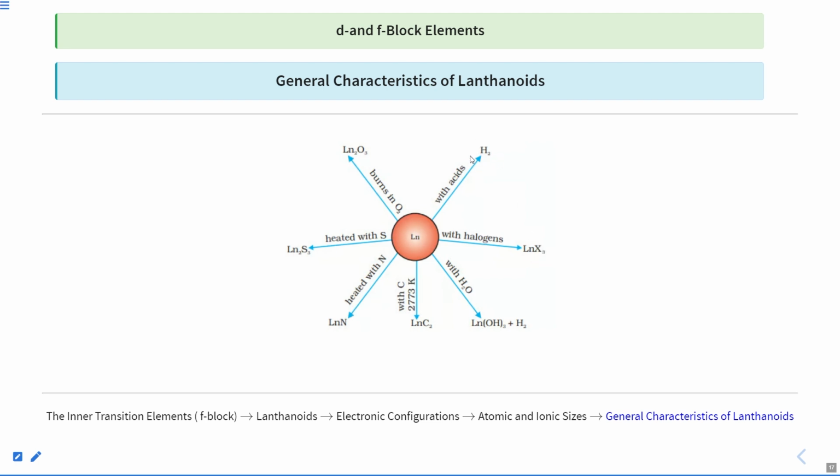Similar for acid. If you react it with acid, then they will release H2. And similar is the case for hydrogen. If you react it with hydrogen, they will form LnH3. Okay, clear?